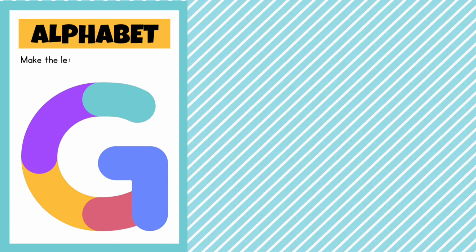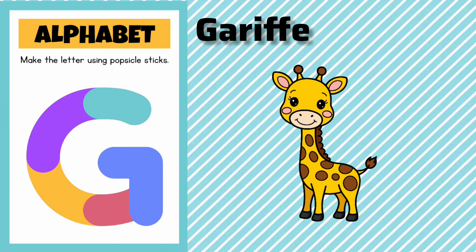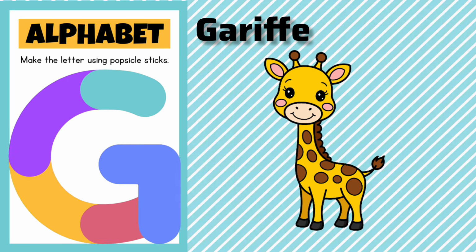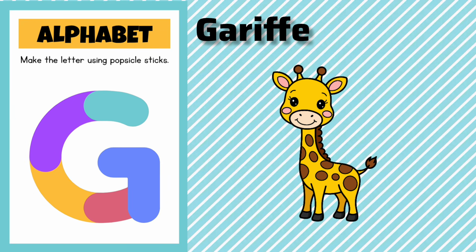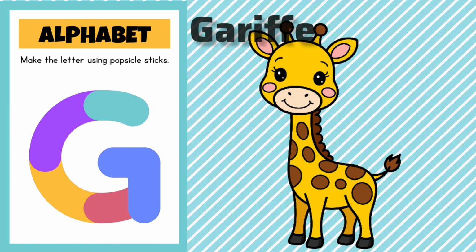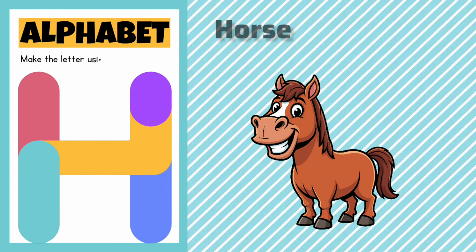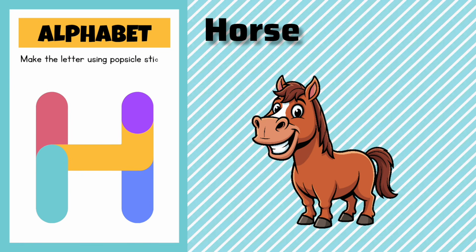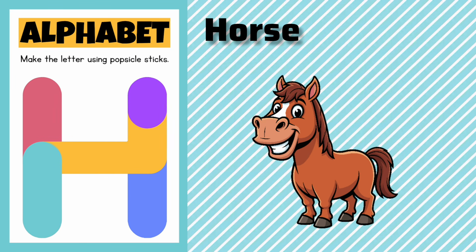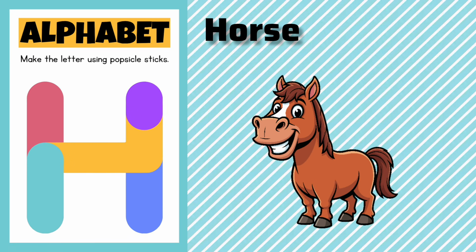This is the letter G. G is for giraffe. Giraffe. Kids, this is the letter H. H is for horse. Horse.